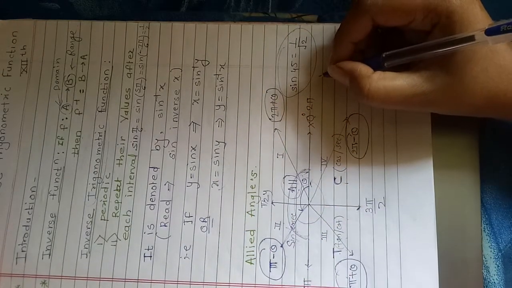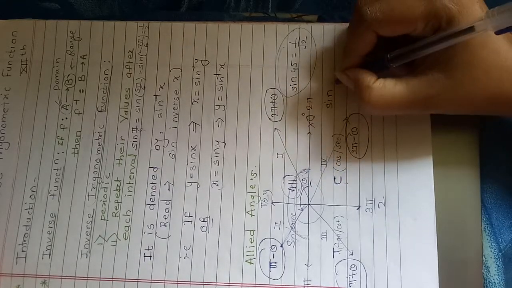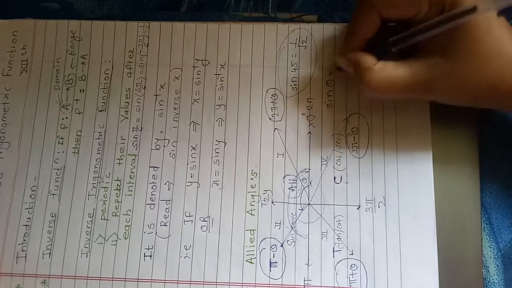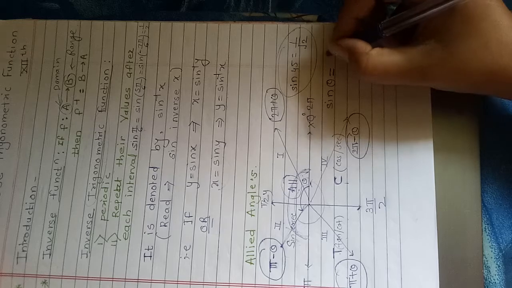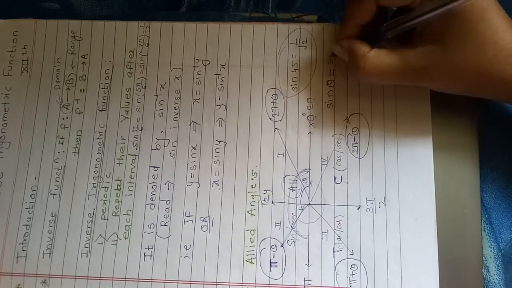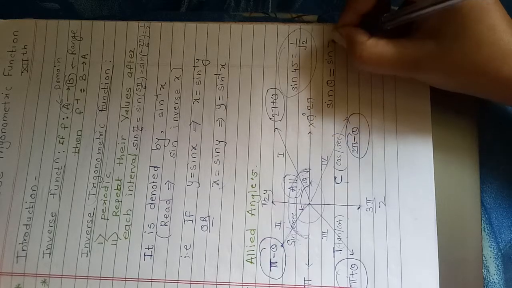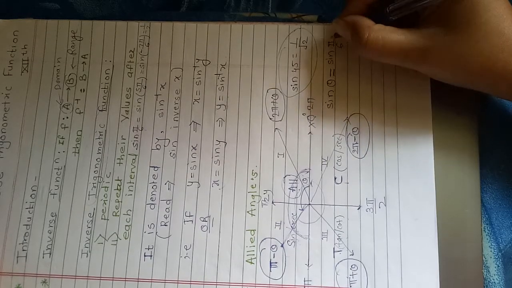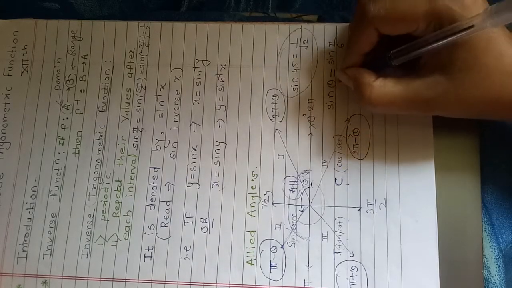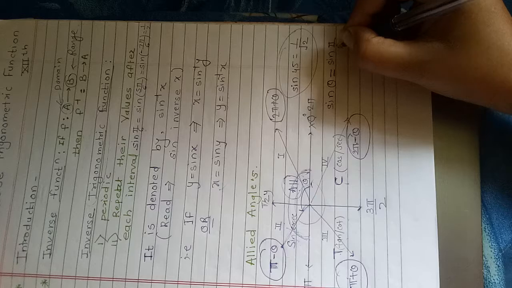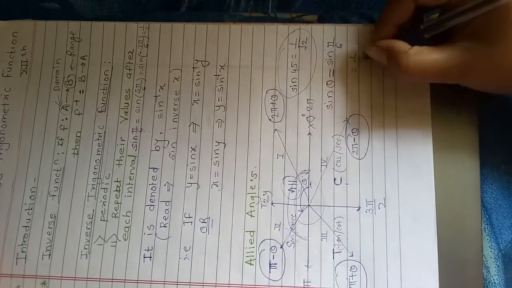Sine 45 is 1 upon root 2. If sine theta is equal to sine, I take an example here, theta is pi by 6. Sine theta is equal to sine pi by 6, so the value of theta is equal to pi by 6. Sine pi by 6 is 1 upon root 2.